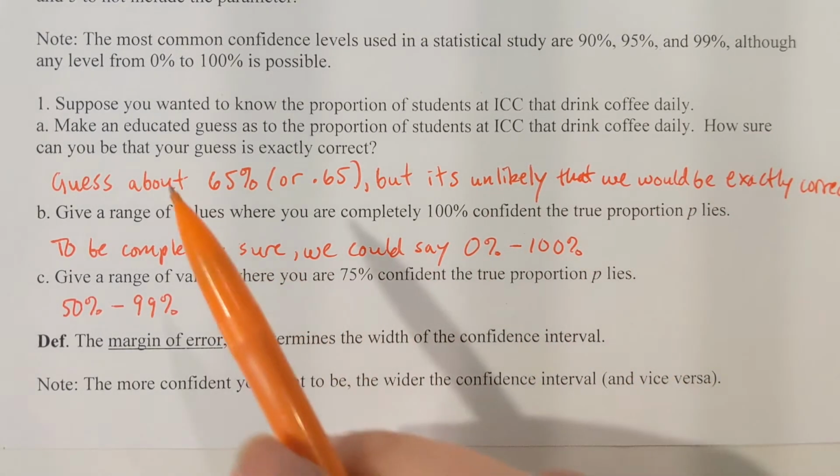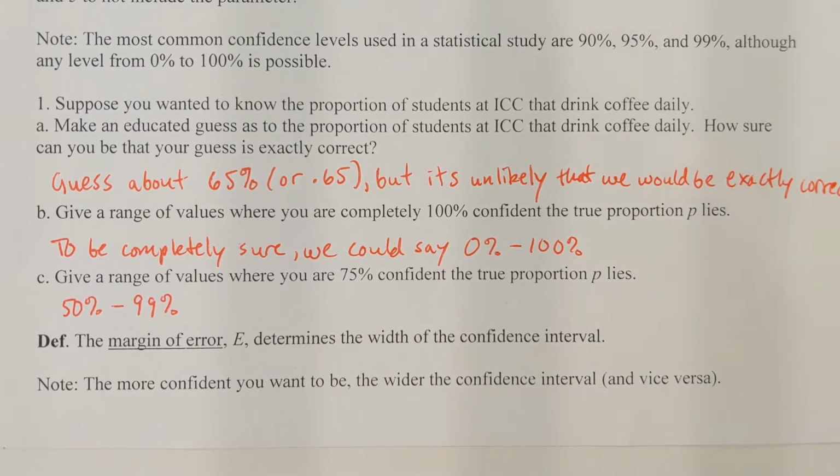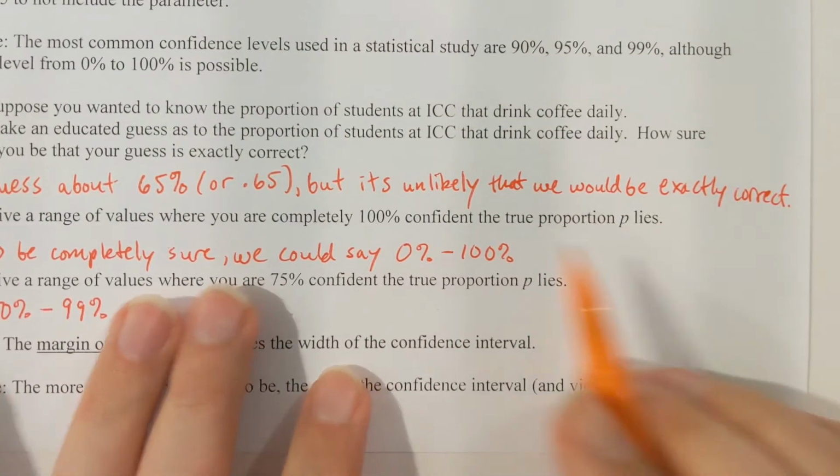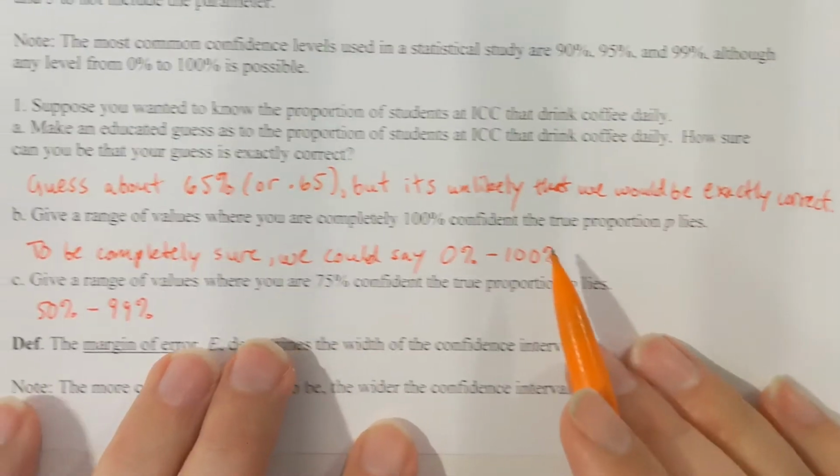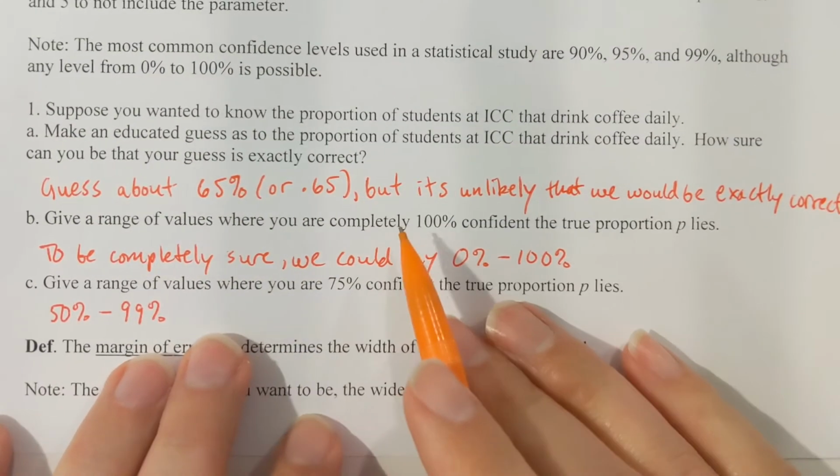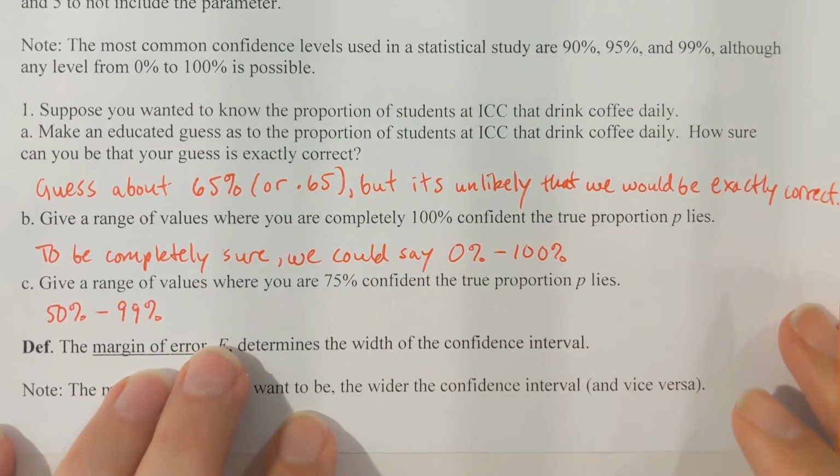Okay, now how sure can you be that your guess is exactly correct? Well, if I were to survey the entire ICC student population, I think it would be unlikely that I would be exactly correct at 65%. I mean, it could happen, but 65% is just a guess, and it's easy to guess wrong.